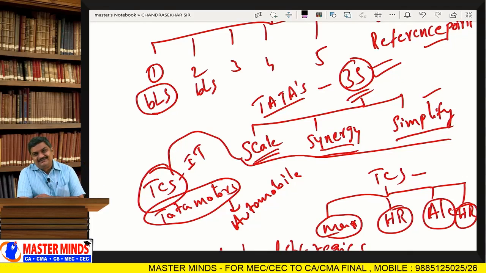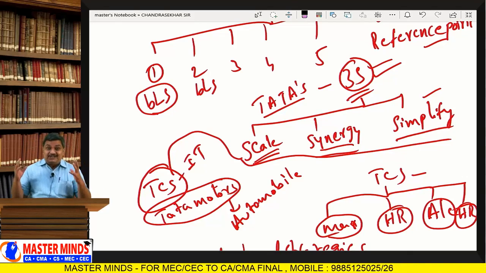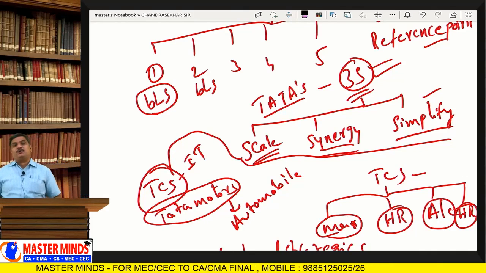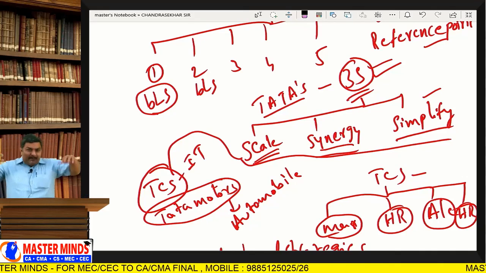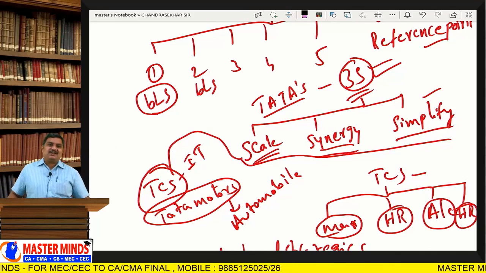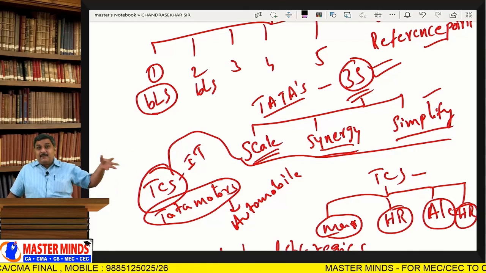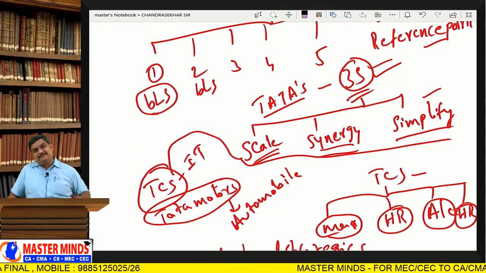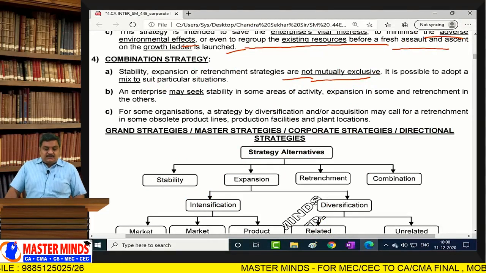Now you should realize the greatness of William F. Glueck and Lawrence R. Jauch, and how intelligently they have given these four strategies for organizations. The nomenclature may be different. Tatas may use some other words to make people understand, but the concept is the same.